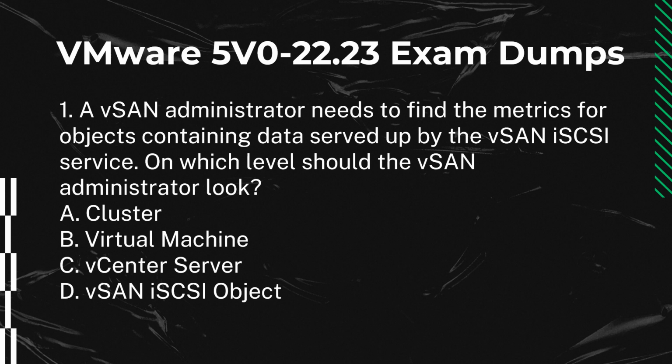1. A vSAN administrator needs to find the metrics for objects containing data served up by the vSAN iSCSI service. On which level should the vSAN administrator look? A. Cluster, B. Virtual machine, C. vCenter Server, D. vSAN iSCSI object.